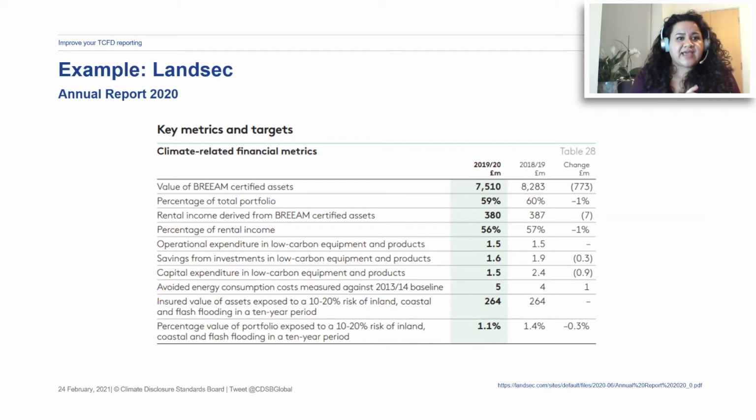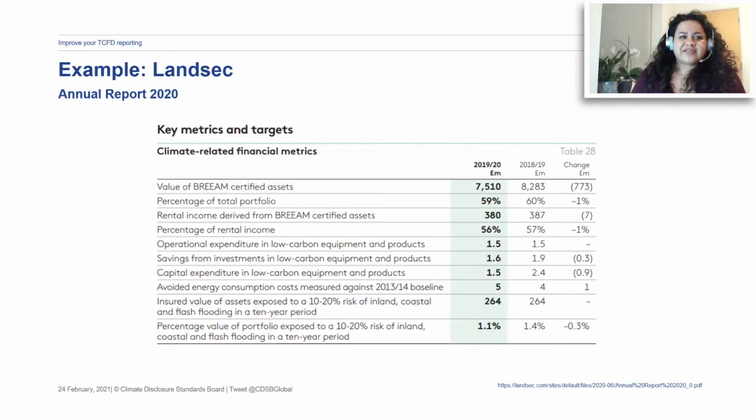The TCFD had a consultation out on what forward-looking financial metrics look like for the finance sector over the Christmas period. That consultation is closed now, and we'll wait to see what guidance comes out from that. But Landsec have been experimenting with different types of financial metrics. And as you can see here, they look at OPEX, CAPEX, savings as well from investments in low carbon equipment, which is very different to what we've seen before. This is not something that many companies are able to disclose at this stage.